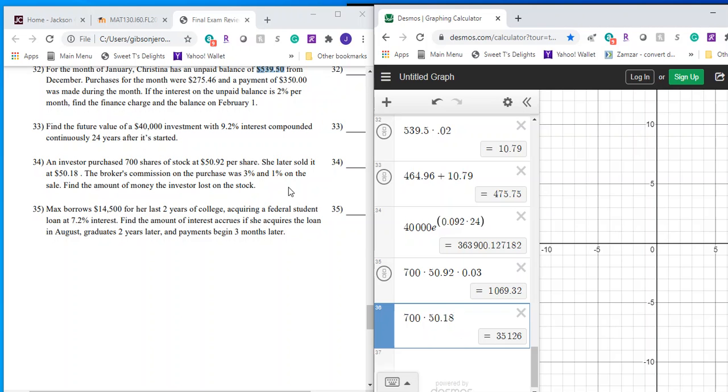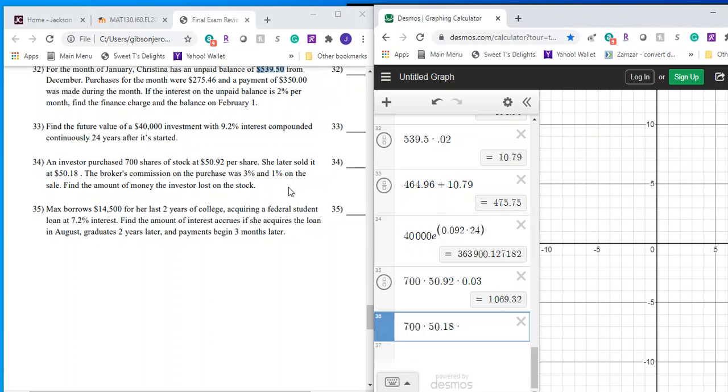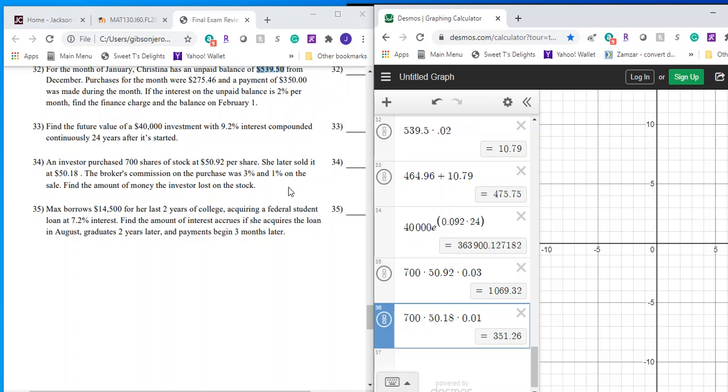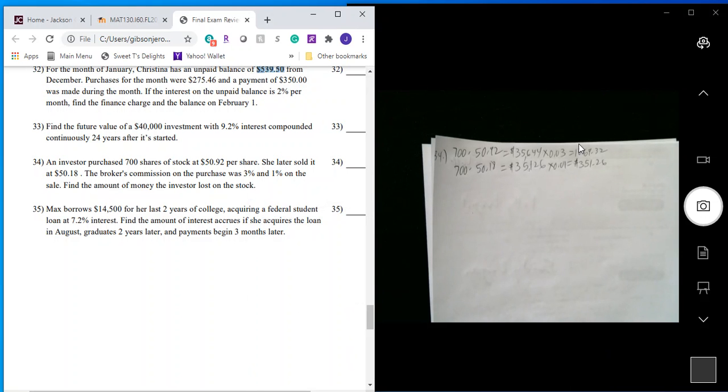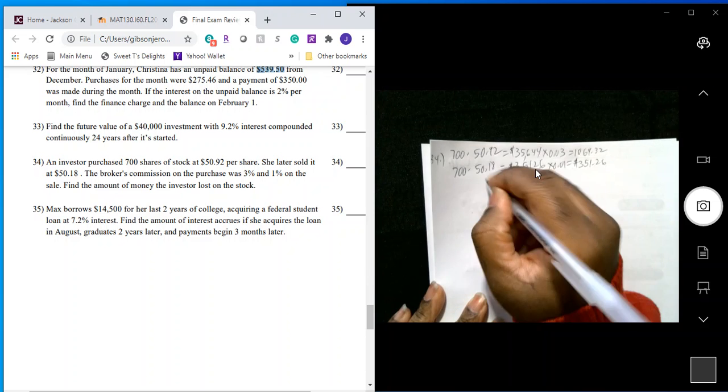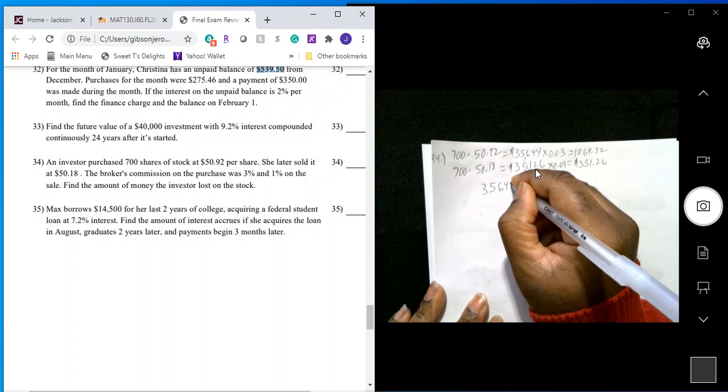And then here it tells us that when she sold the stock, she had to pay a 1% commission. Now look what happens here. We'll still multiply by the 1%. Okay, so that would give us $351.26. So now, this is what we would need to do. Now we have how much commission was paid for both of these. We have how much was paid and how much you received back. So this is what we need to do to find out how much we truly lost. We're going to have to take the amount that you paid for the stock plus the commission.